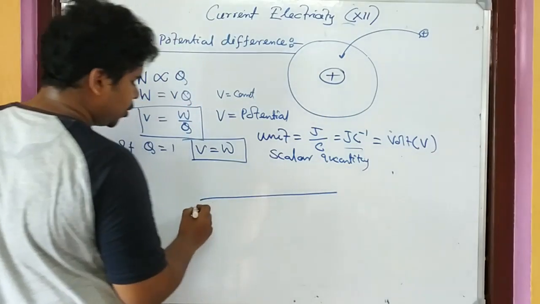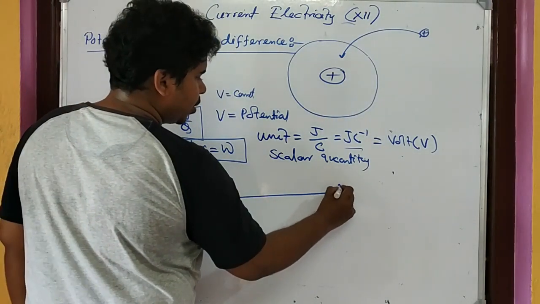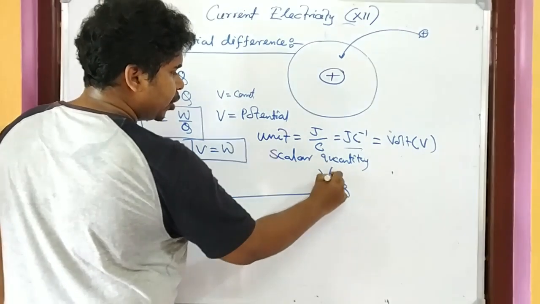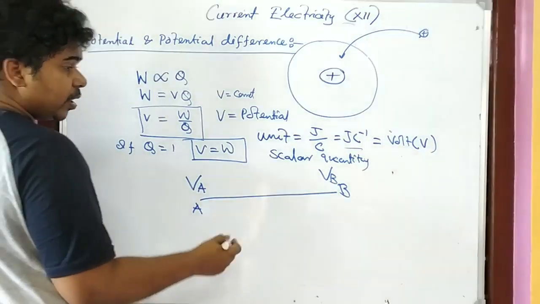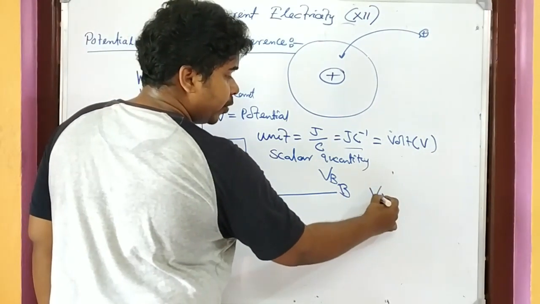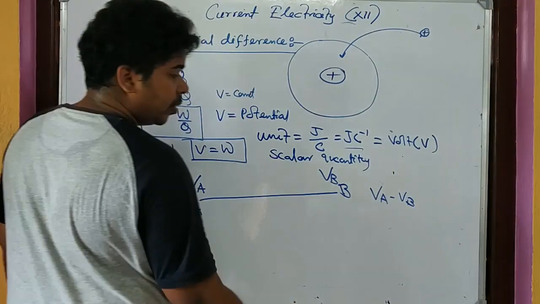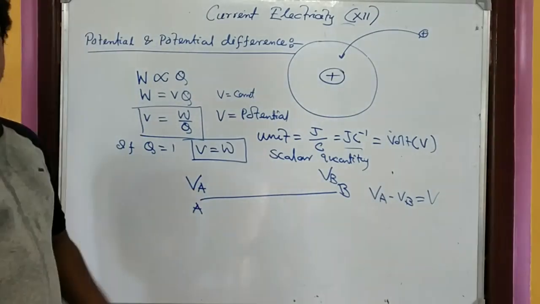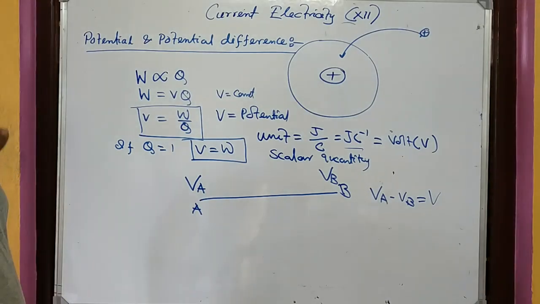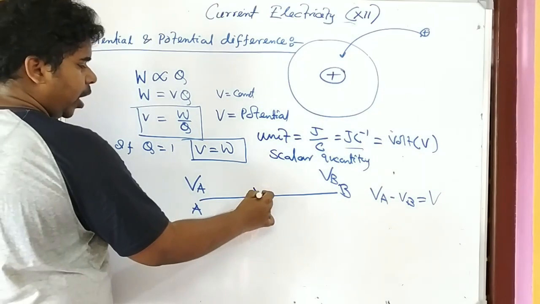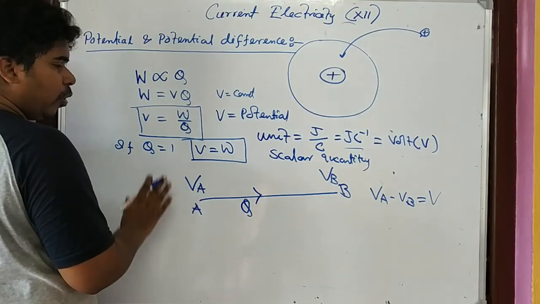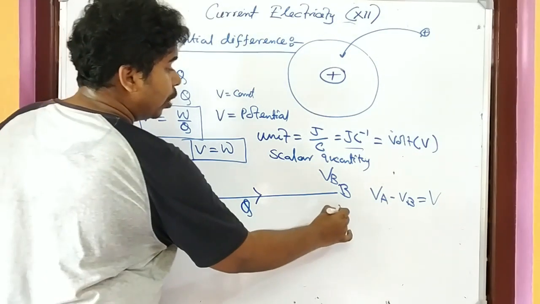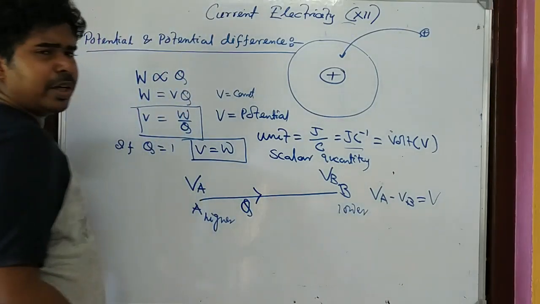In a conductor, assume a point A and here is a point B. Here the potential is VA, here the potential is VB. So what is the difference between the potentials? That is VA minus VB, that equals V. That is known as potential difference. And as the potential difference is created, then a charge Q is passing from higher to lower potential. That is very common, we all know that.